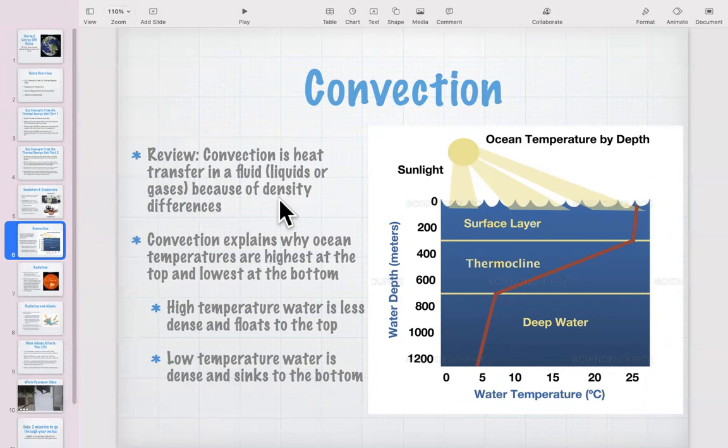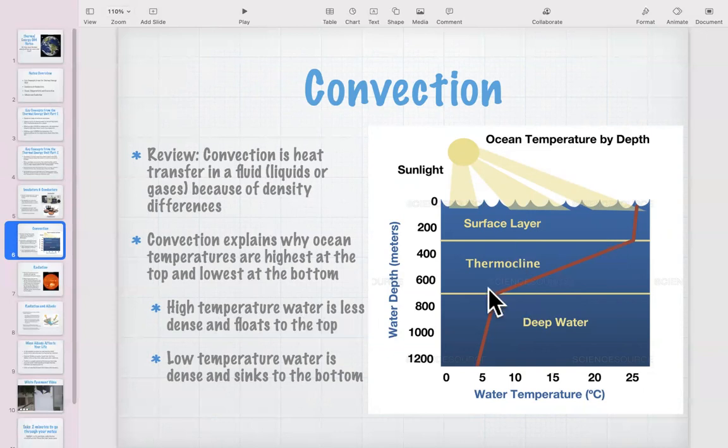And remember that idea of density we learned at the beginning of the year, is how compact something is with their atoms. So something with a high density is very compact, and something with a low density is nice and spread out. But convection explains why ocean temperatures are highest at the top and lowest at the bottom. And the reason why is because high temperature water is less dense and floats to the top. That higher temperature spreads out.